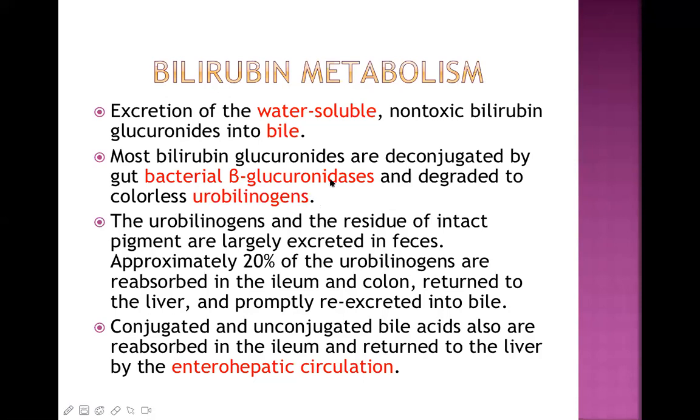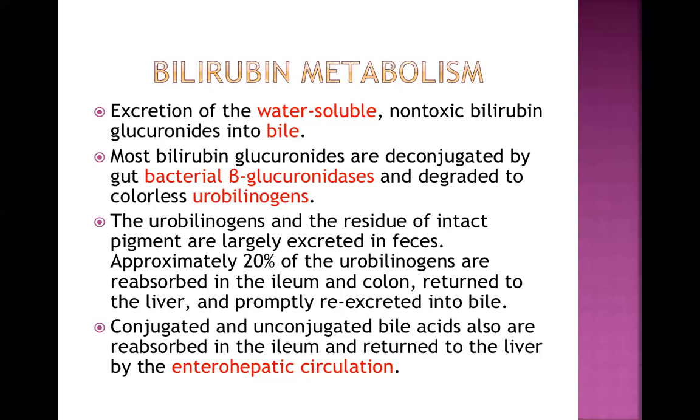Now, see here, there is one very important step which is happening, that is called enterohepatic circulation. Especially this unconjugated bile acid or bilirubin is reabsorbed into the ileum and returned to the liver by enterohepatic circulation, and again the same cycle will repeat. It is just like one circle there. At the same time, the urobilinogen will go distal towards the colon and convert into stercobilin, and that stercobilin will be excreted into the stool.